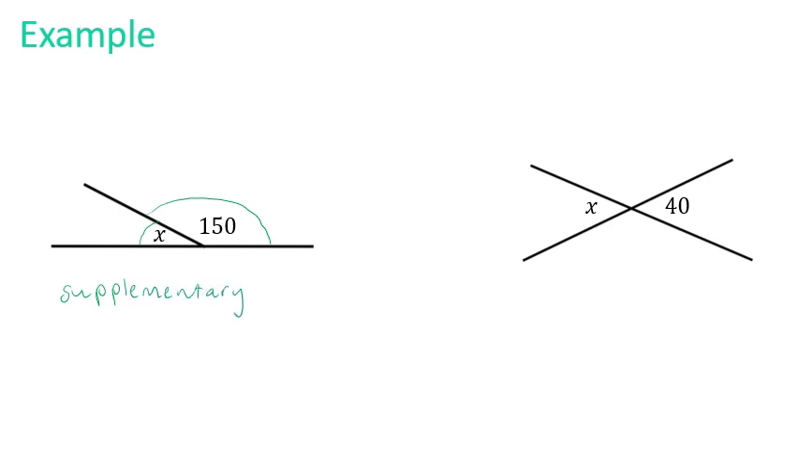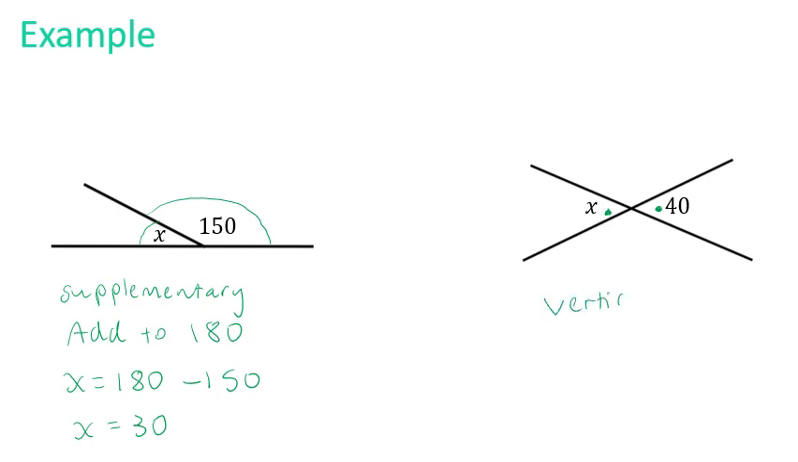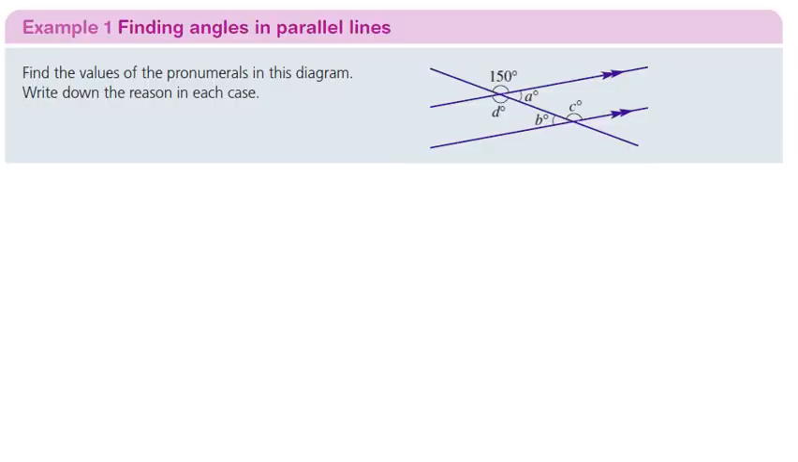Supplementary means they add to 180, so x equals 180 minus 150, x equals 30. And this last one here, these two angles are vertically opposite, which means that they're equal, so they're the same. So x equals 40.